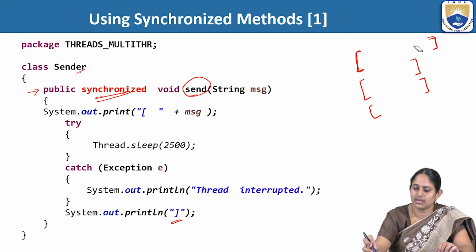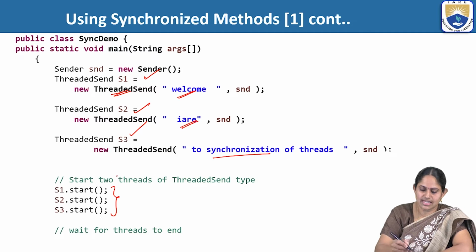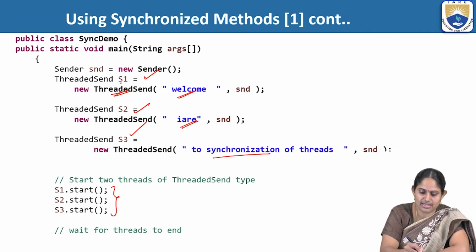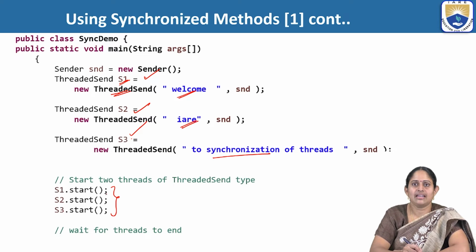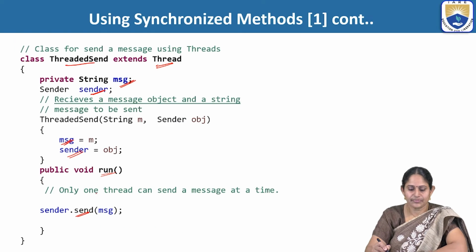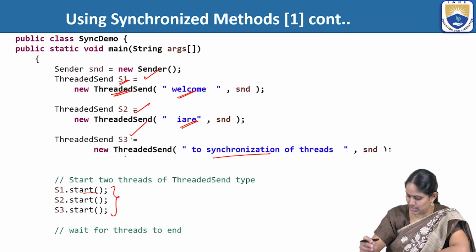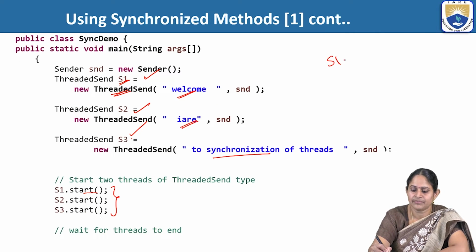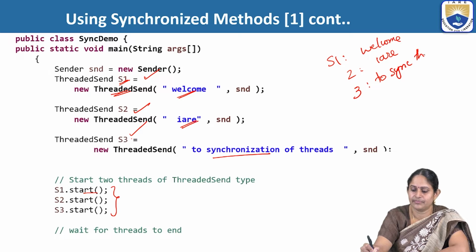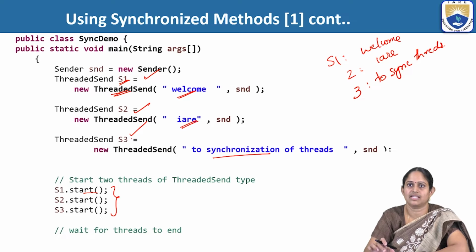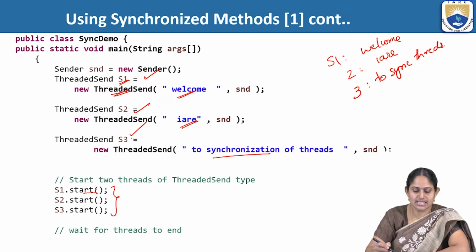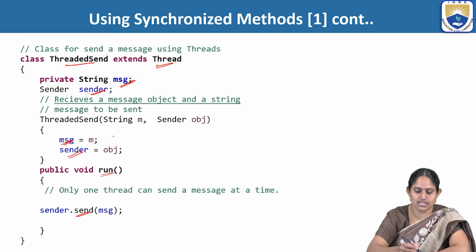So let's see how that is working. Now let's say we have created the threads, we are creating 3 threads, S1, S2 and S3, and we are starting them. When they start, the run method will create 3 objects: S1 with the message welcome, S2 with the message IARE, and S3 with the message to synchronization of thread. These are the messages stored inside the threads, and we are starting them.